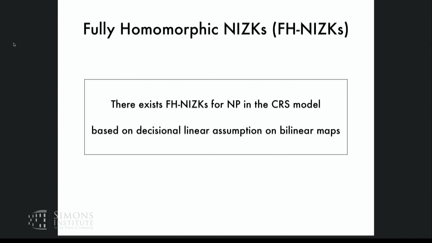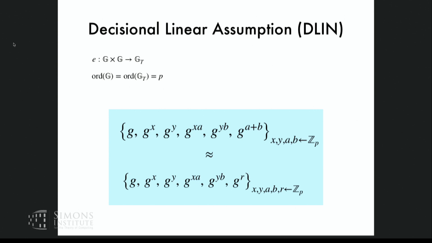Okay. So what is this assumption? This assumption has been fairly studied in the bilinear maps community. It's a symmetric group, so you define a bilinear map on the same group, and then you have a different target group. Suppose you want the order of both the groups to be the same prime p, right? And then the assumption states the following.